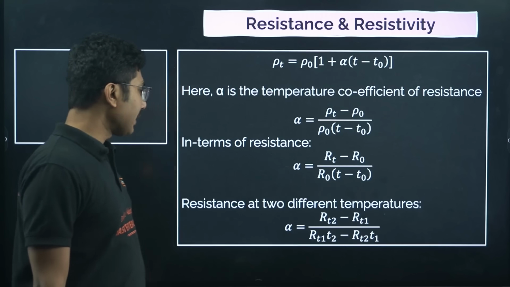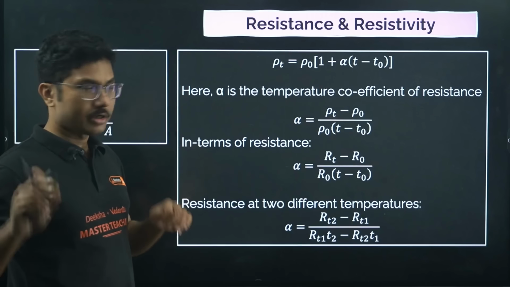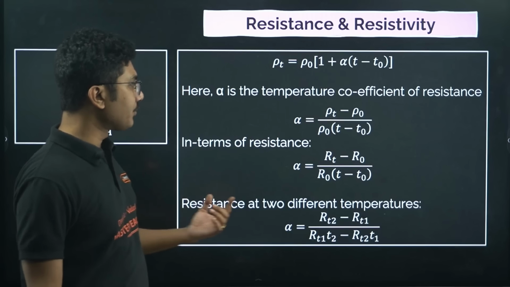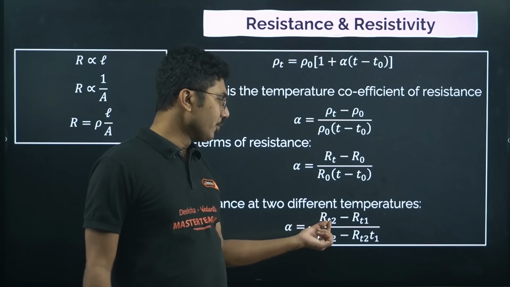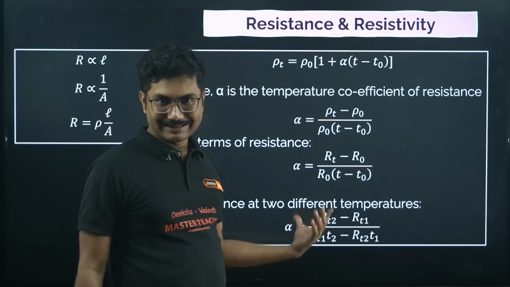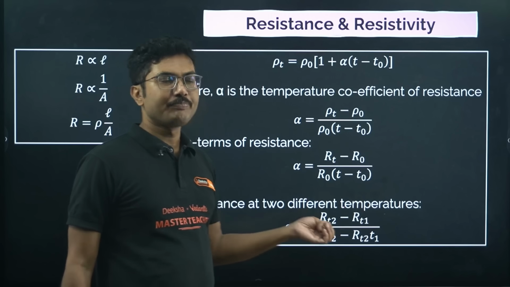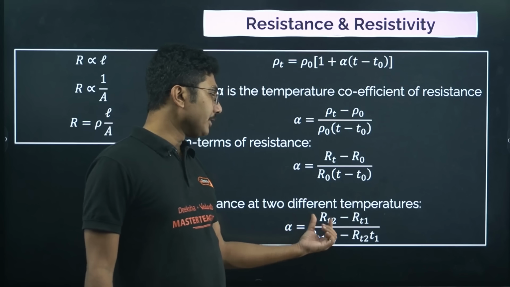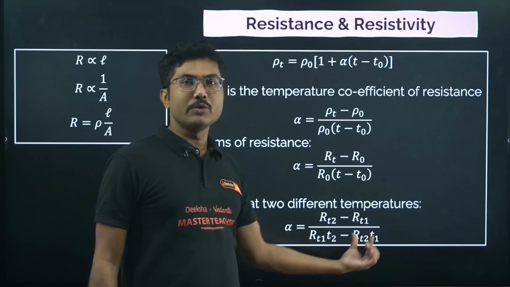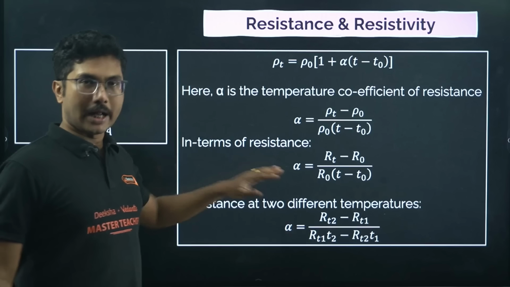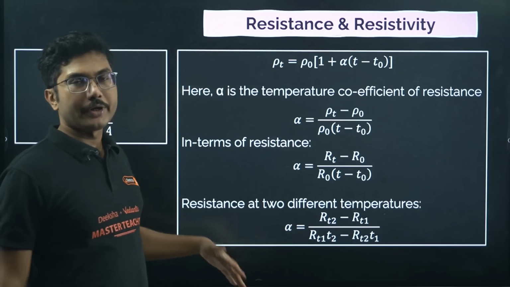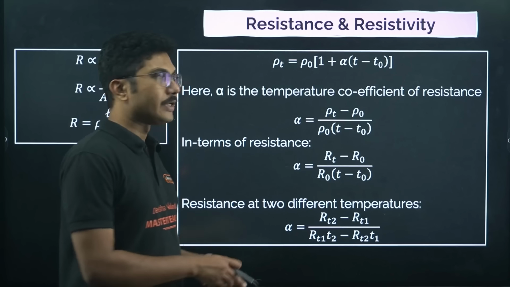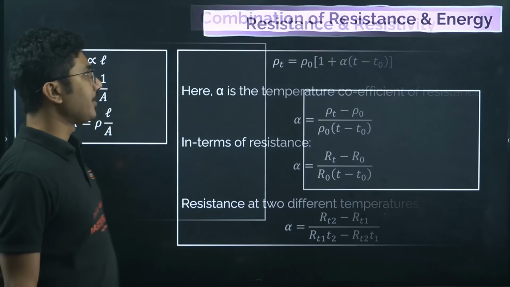Now in some cases when one temperature is not 0, then you have to write it like this. So you have to write RT2 and RT1, that is the resistances at these temperatures, and RT1 into T2 minus RT2 into T1. I know this might be a little tricky if you have not studied it, but anyway, just go through it, try to remember it. This will be very, very helpful in the KCET exam as well.